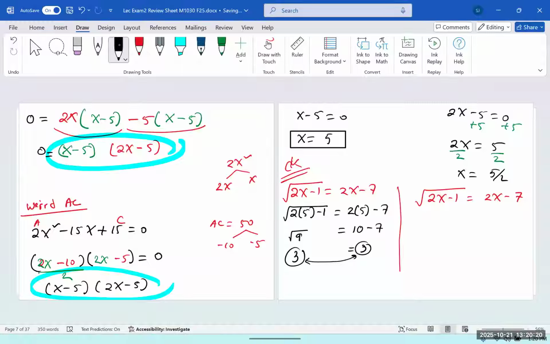And just because it is a fraction, don't panic, because this fraction is reducible. So it's 2 times 5 over 2 minus 1. And then 2 times 5 over 2 minus 7. We have 2 on the numerator and 2 on the denominator. So we can actually cancel them. So we don't have to work with the fraction. They're reducible. They're cancelable. So life becomes easy. We have 5 minus 1 and 5 minus 7.